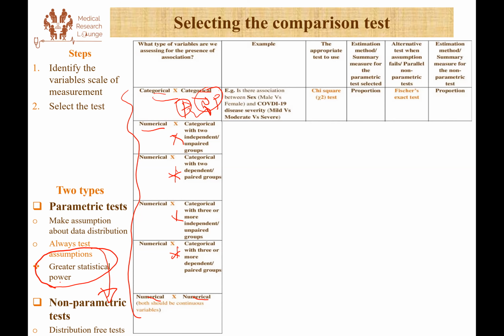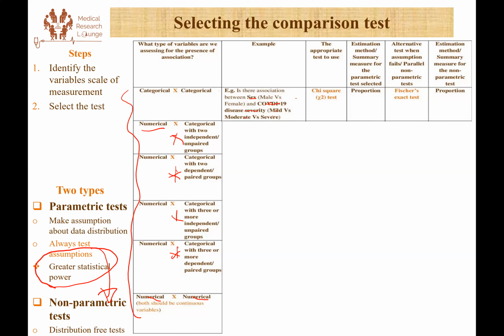If we have two categorical variables, then we have to use their own group of tests. Let's start with an example. Here, my interest is to see if there is an association between sex and COVID-19 disease severity. Both of these variables are categorical responses. For sex, I have male and female, and for COVID severity, I have three groups: mild, moderate, and severe. They can have two or more responses, but both are categorical variables.